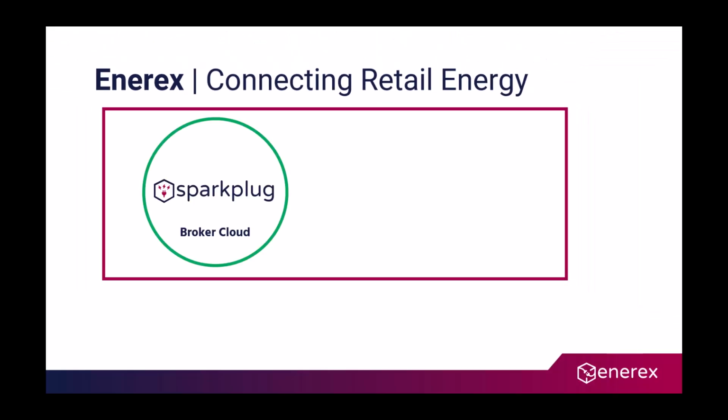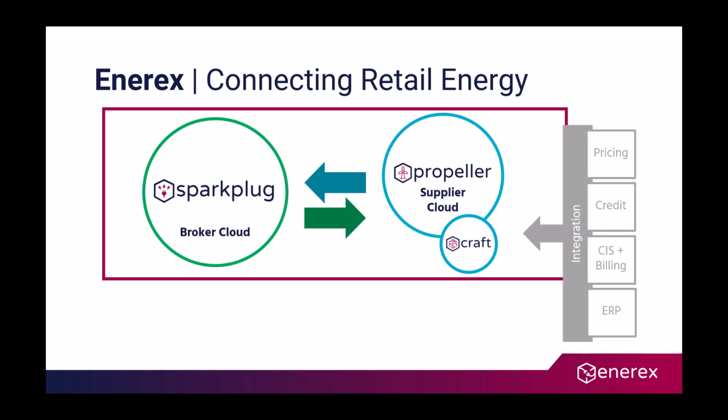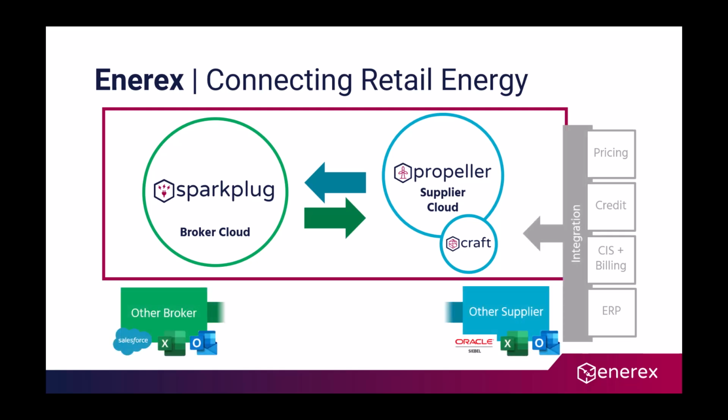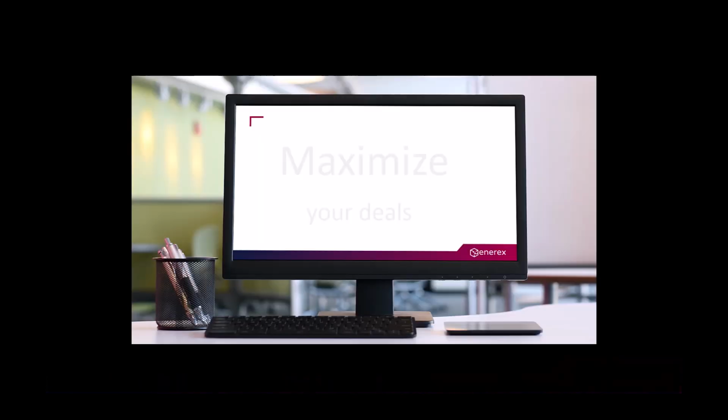Introducing Exchange, a revolutionary feature built by Enerex that allows the broker to send pricing and contract requests to the supplier and get quotes and an executable contract, all within 5 minutes. Exchange delivers the request directly to the supplier's system via API. When the data comes back, it is immediately uploaded into Sparkplug. Maximize your deals, minimize your effort.